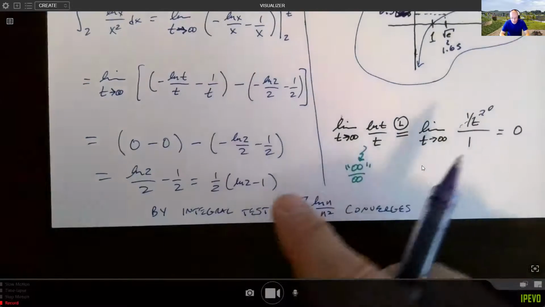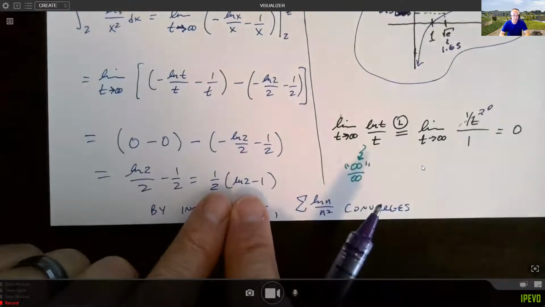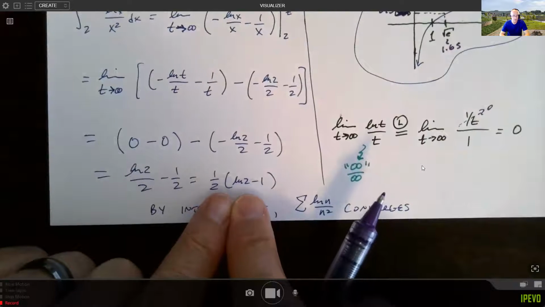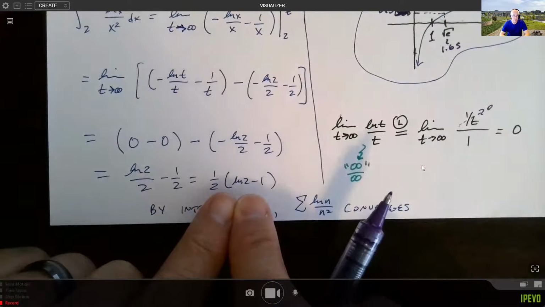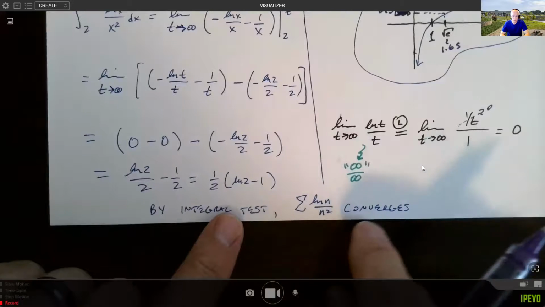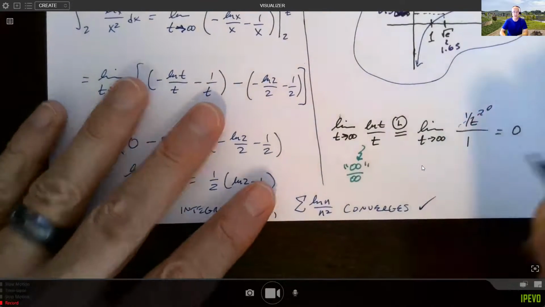How do I know whether an improper integral converges or not? If this limit is finite, it's not infinity. So because this limit is finite, the improper integral converges, and then by the integral test, the corresponding series converges. And so that's the end of that problem.